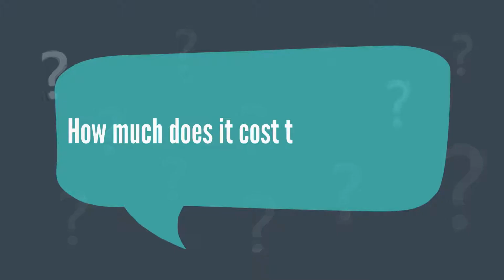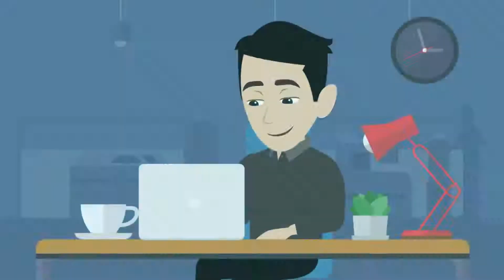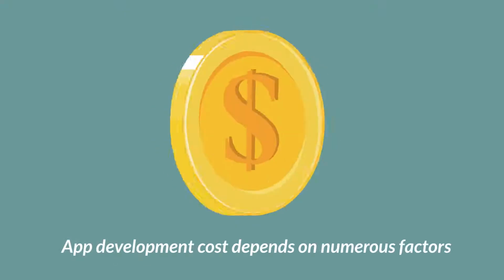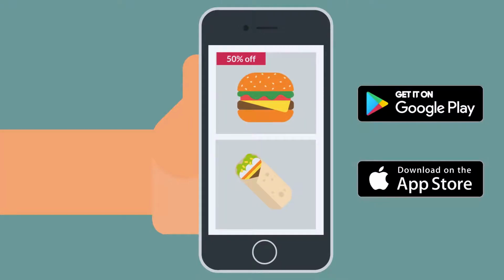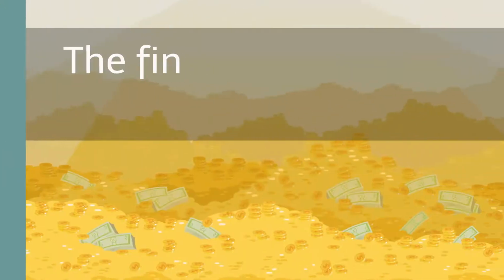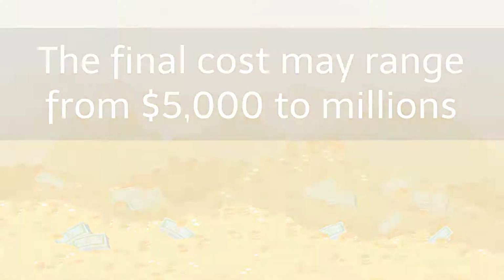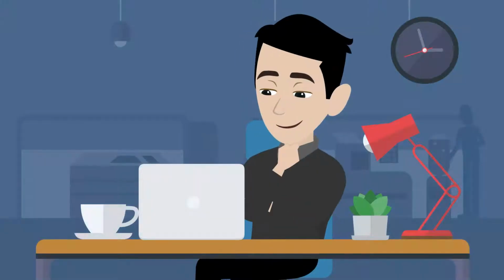How much does it cost to make an app? If you expected to get a straightforward answer, you wouldn't find it here. App development cost depends on numerous factors, such as the type of app, the number of features, supported platforms, and even outsourced app development location. The final cost may range from $5,000 to millions. And in this video, you'll learn how to calculate the development cost of your app.